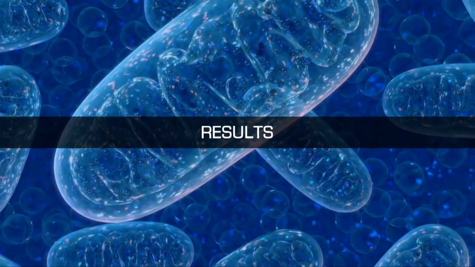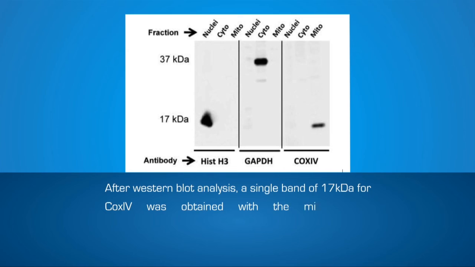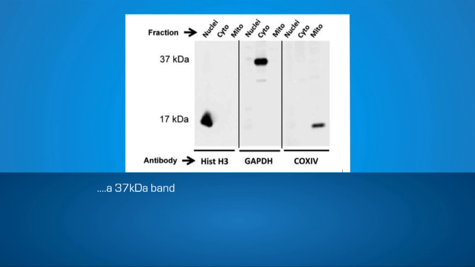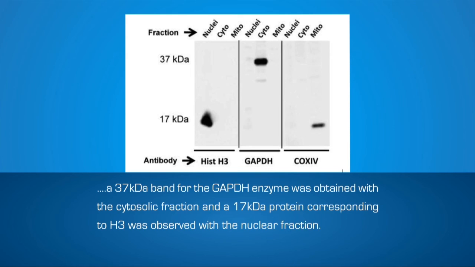In the results, after Western blot analysis, a single band of 17 kilodalton for COX-4 was obtained with the mitochondrial fraction. A 37 kilodalton band for the GAPDH enzyme was obtained with the cytosolic fraction, and a 17 kilodalton protein corresponding to histone 3 was observed with the nuclear fraction.